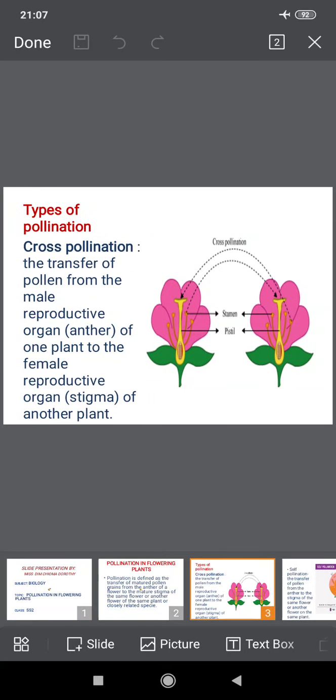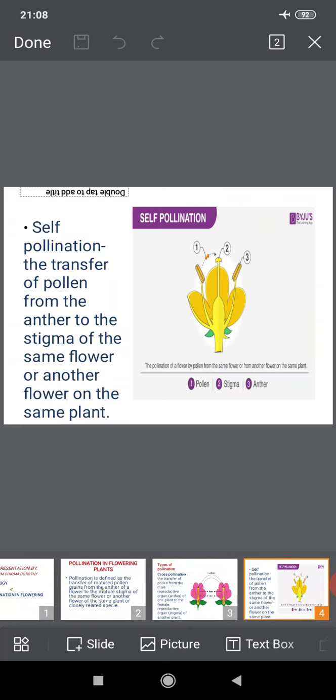We have two types of pollination. We have cross-pollination and we have self-pollination. Cross-pollination is the transfer of pollen from the male reproductive organ, which is the anther of one plant, to the female reproductive organ, which is the stigma of another plant. While self-pollination involves the transfer of pollen grain from the anther of a flower to the stigma of the same flower or another flower of the same plant.